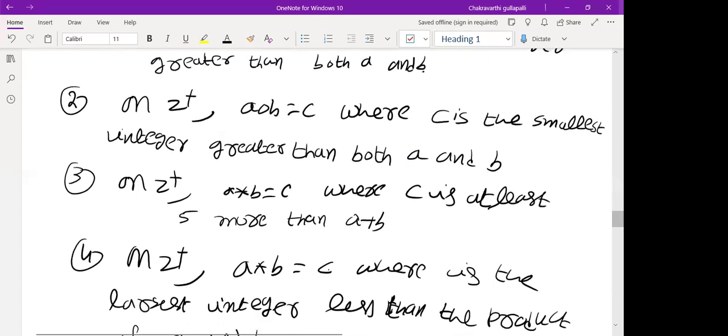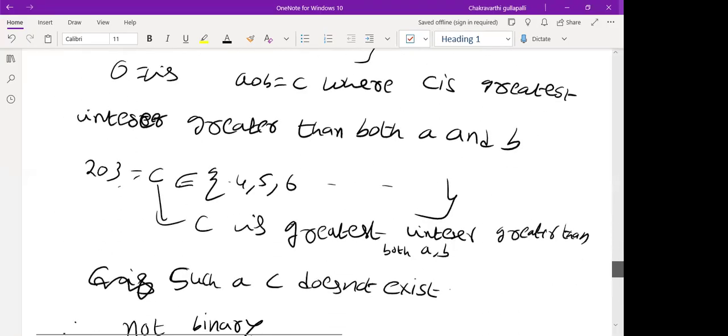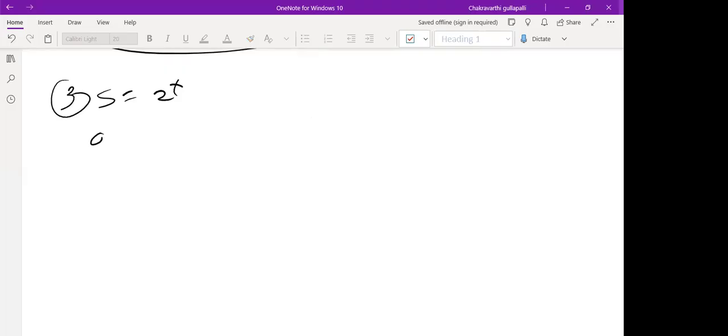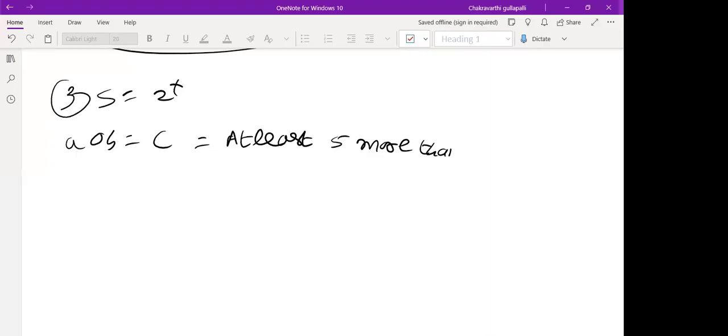Next one, another one on Z plus: A circle B equals C, where C is at least 5 more than A plus B. Is it binary or not? At least 5 more than A plus B. Can you say it is binary? Any one of you?